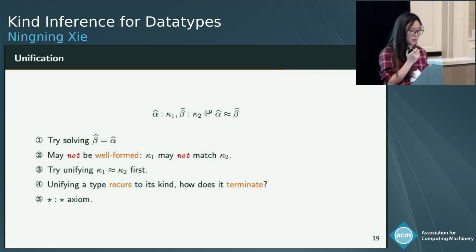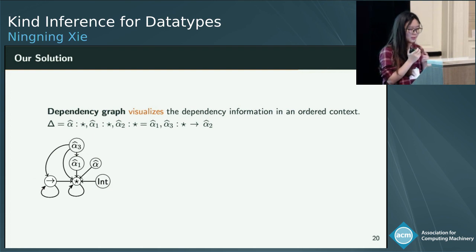To prove termination, we use a novel proof technique based on dependency graphs. A dependency graph visualizes the dependency information in an ordered context. To give you a taste of what a dependency graph looks like, here this figure shows the dependency graph for this context delta.